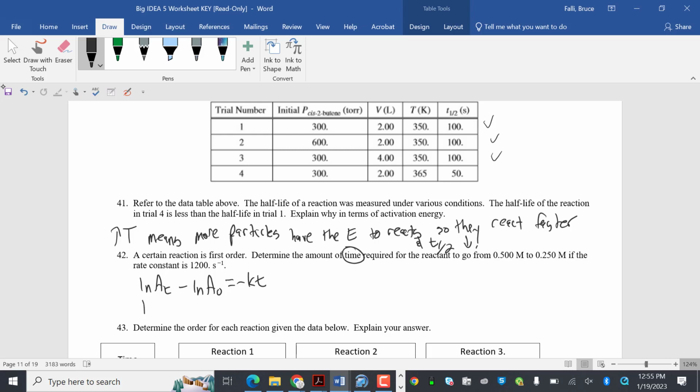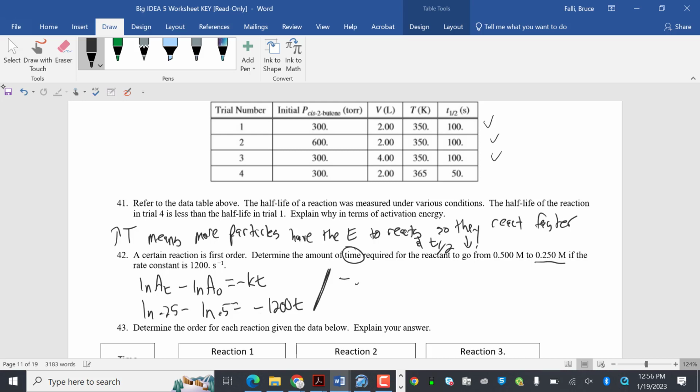So I'm going to do the natural log. Amount of time t is the second one. ln of 0.25 minus ln of 0.5 equals -k, 1200 t. So let's see here. Natural log of 0.25, enter, minus quantity natural log of 0.5, enter. So I have, that's half-life, duh.